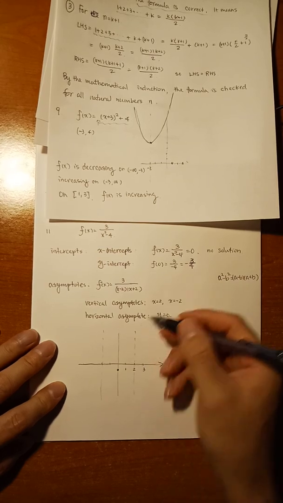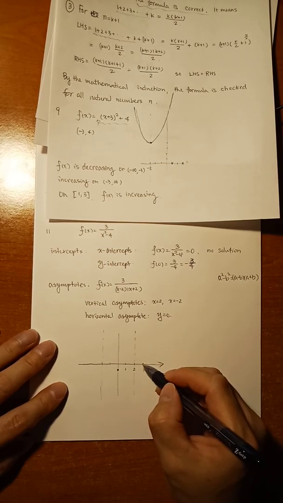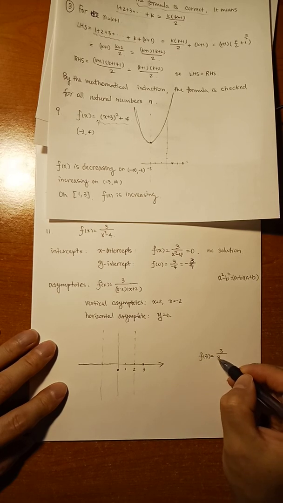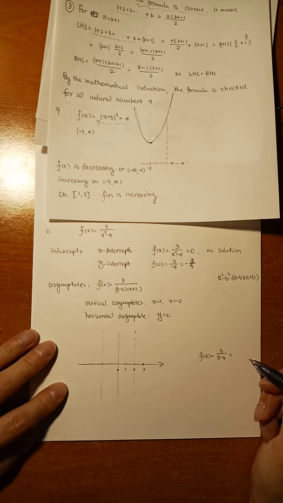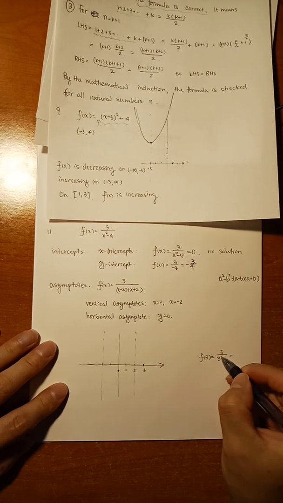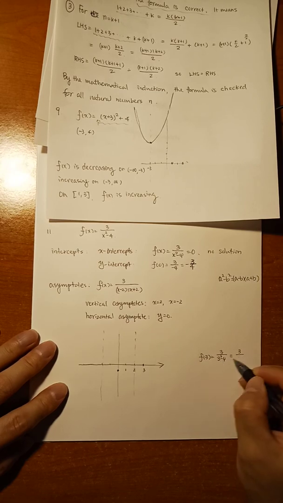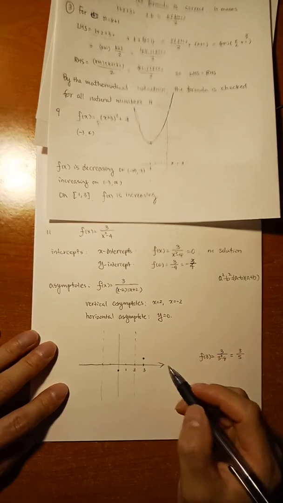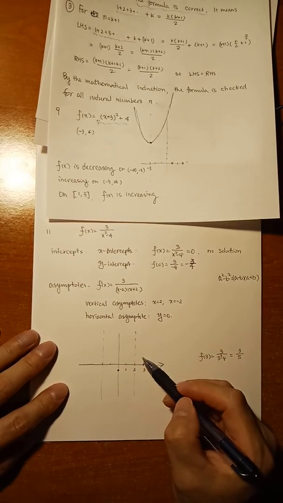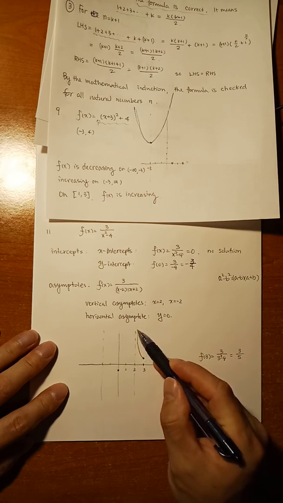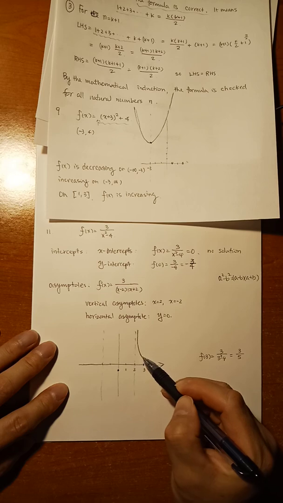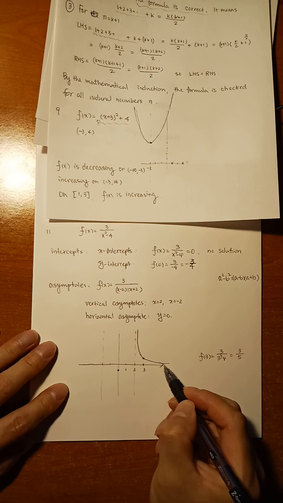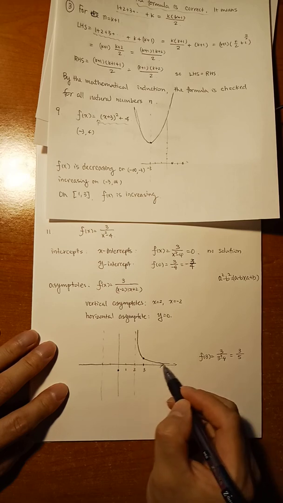I don't know how to sketch it, but let's check 3. What is f(3)? f(3) is 3 over 3 squared minus 4. 3 squared is 9. 9 minus 4 is 5. So 3/5 is here. And remember, vertical asymptote just means the graph will be close to it when x is close to the number 2. And horizontal asymptote means when x is very big, the graph will be close to the horizontal asymptote.